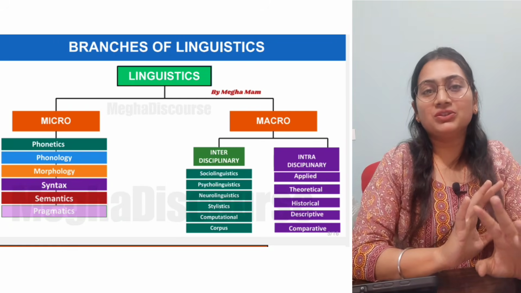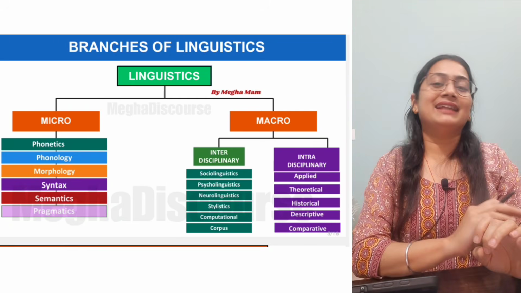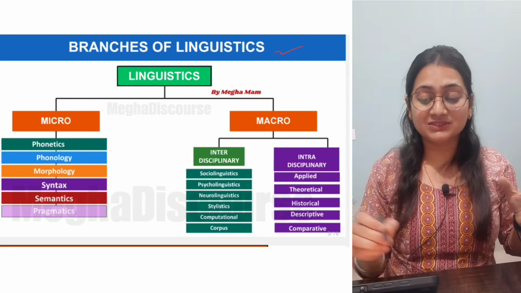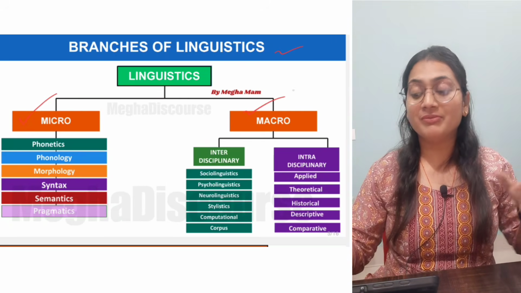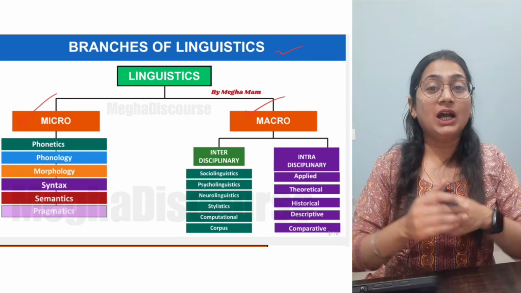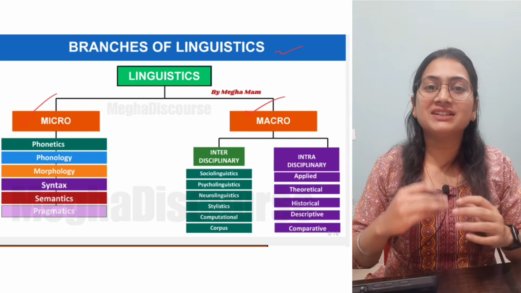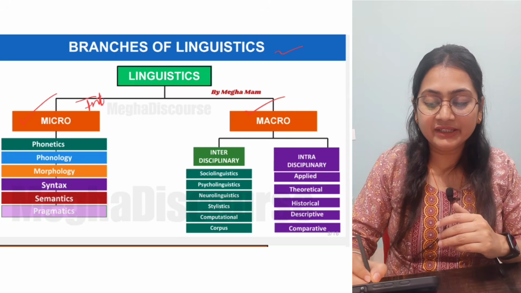Now you will be amazed if you do not know about this one, that linguistics has two major branches. First is micro and another we have macro linguistics. Now, what is micro linguistics? Micro linguistics means that linguistics deals with internal structure.